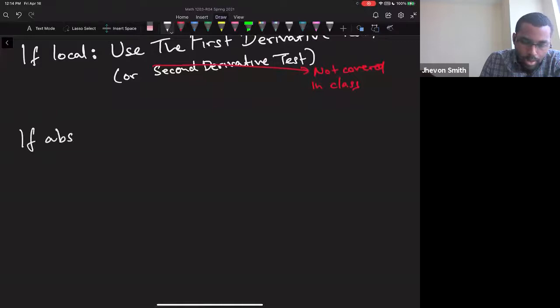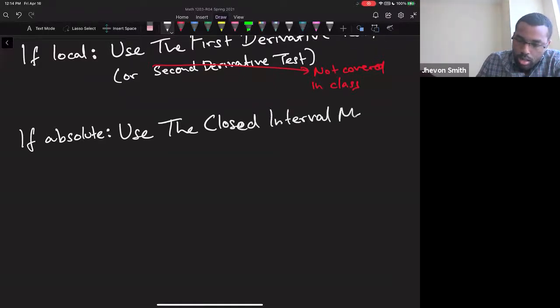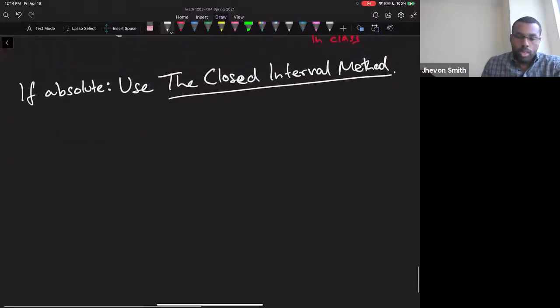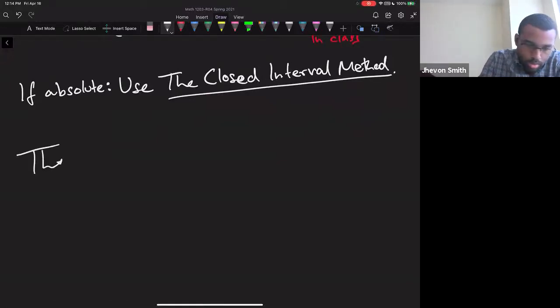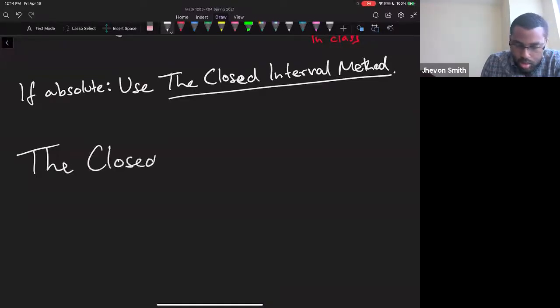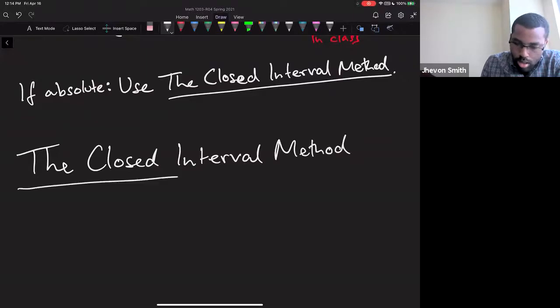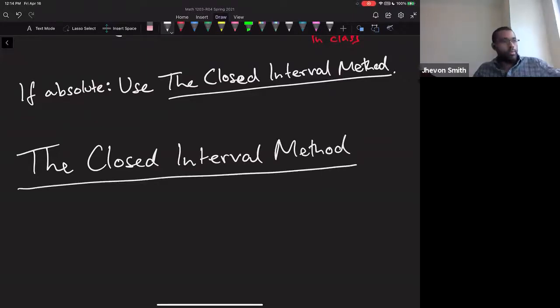However, if absolute, what you're going to do is use something called the closed interval method. Let me describe what that is. It's called the closed interval method because we're going to always apply it on closed intervals.